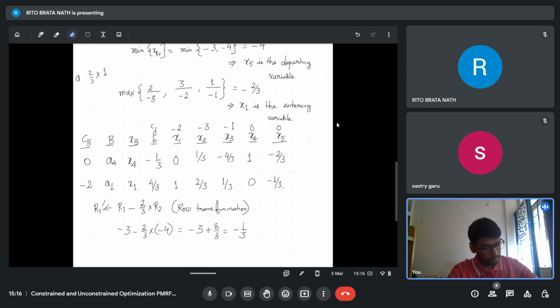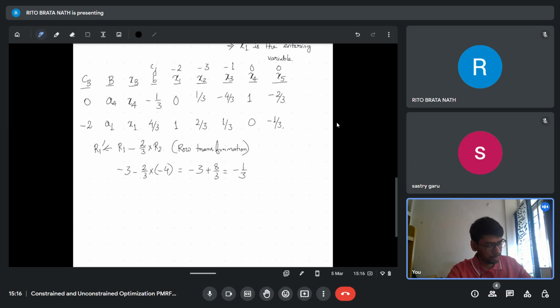Okay, so as before, let's see what the optimality criteria looks like. So let me erase this because I have to calculate the reduced cost values here.